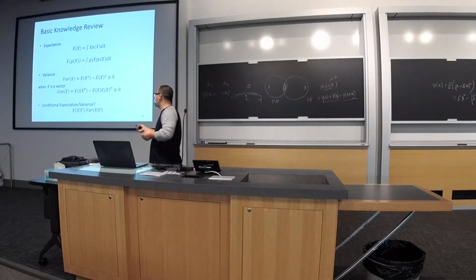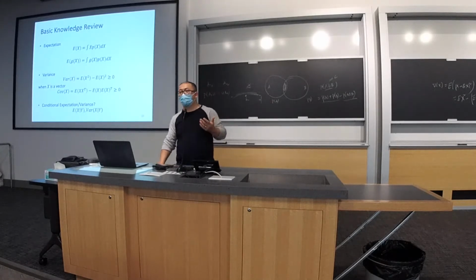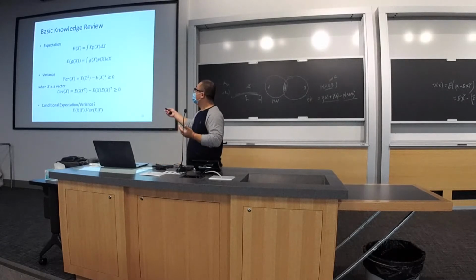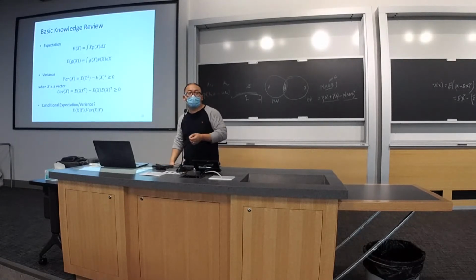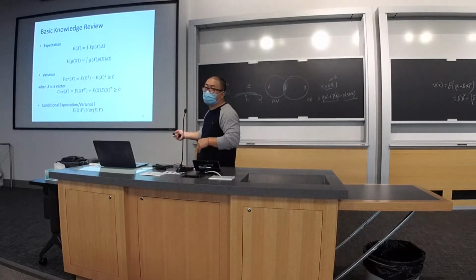And similarly, we can define conditional expectation and conditional variance. So what is conditional expectation? Any clue? How do we extend this to get a conditional expectation? Don't be shy. Yeah, you replace P of x by the conditional probability P of x given y. That's it.